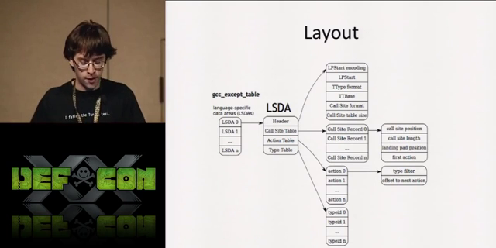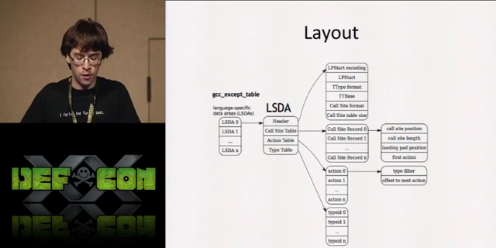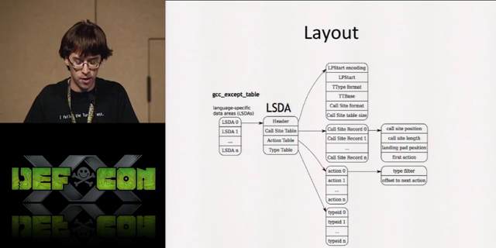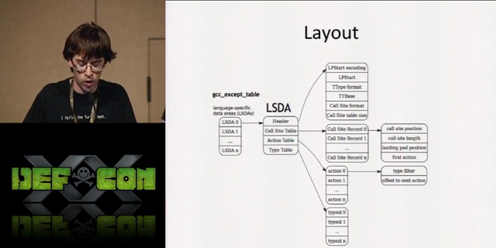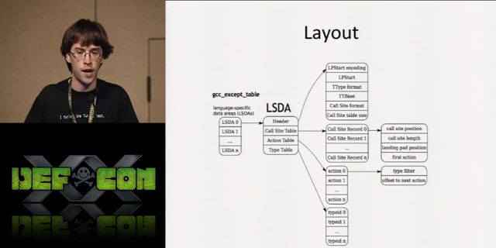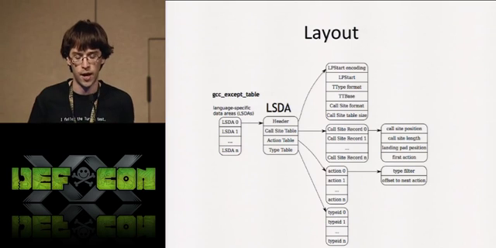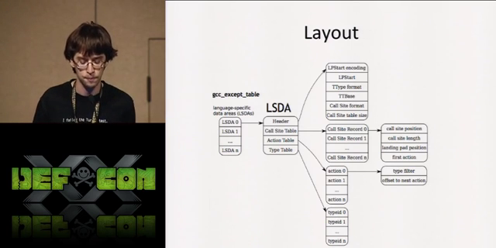So once you've stared at that for a while and looked at what documentation is available, you can figure out that the GCC except table is a big array of these language-specific data areas. Each one has a call site table, an action table, and a type table. The call site table just defines ranges within the function. The action table specifies a landing pad, which is where the catch block begins. And the type table just specifies which types to match when you're handling the exception.